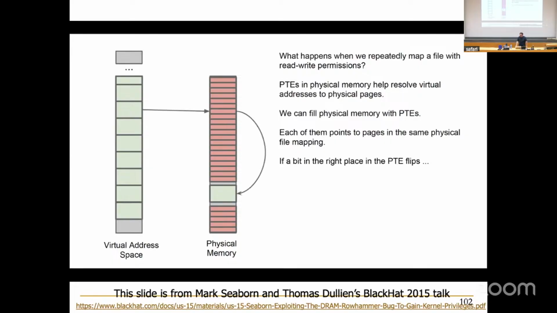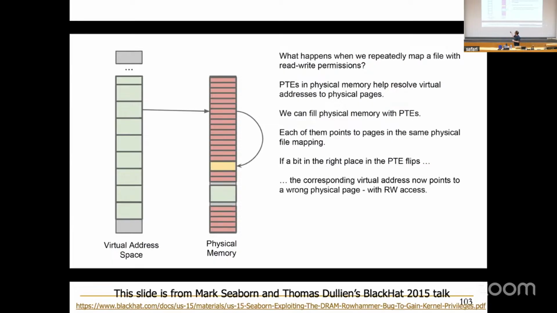So what was the assumption that they have? If a bit in the right place in the PT flips, then the corresponding virtual address now points to a wrong physical page with read-write access. So if they somehow could flip a bit inside this page table, then they could get access to the whole system. And the chances are this wrong page contains a page table itself. So if you figure out a way to flip bits, then there is a high chance that you will basically point to the page table. An attacker can also read and write page tables this way.